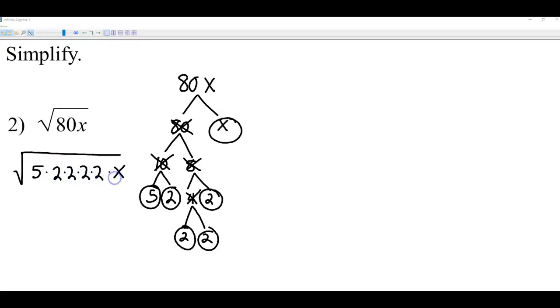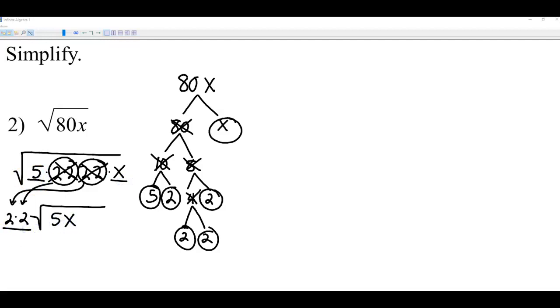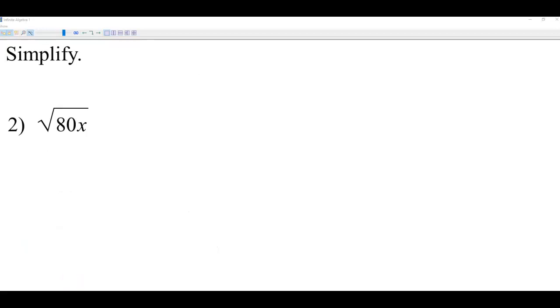and an x. And what square roots do for us is square roots say, do you have a pair? If the answer is yes, you're going to write that number outside the square root, and then you're going to get rid of the pair on the inside. Same thing here. I've got another pair, so I'm going to write that outside the square root, and then I'm going to get rid of the pair. Whatever's left on the inside, you multiply those together, so 5 times x is 5x. And whatever's together on the outside, you multiply those together also. So you get 4. And there's our final answer there for simplifying a square root.